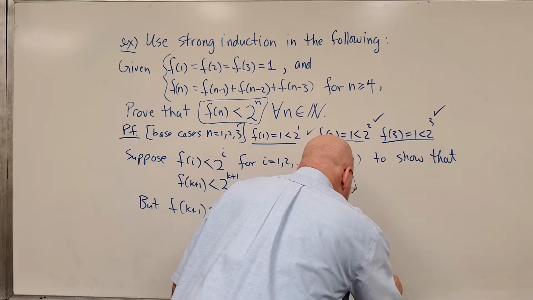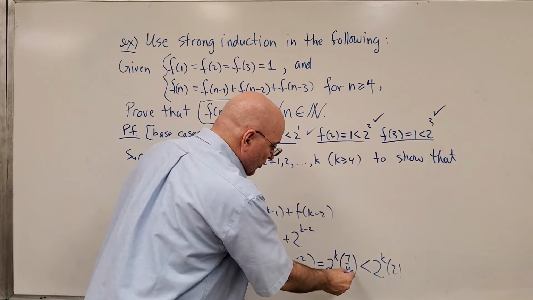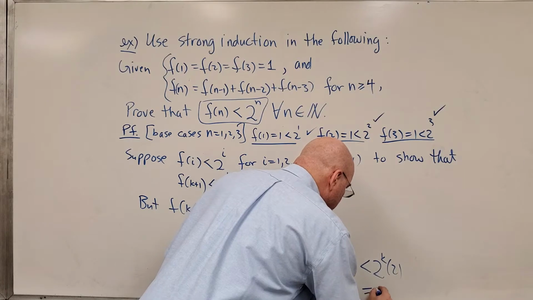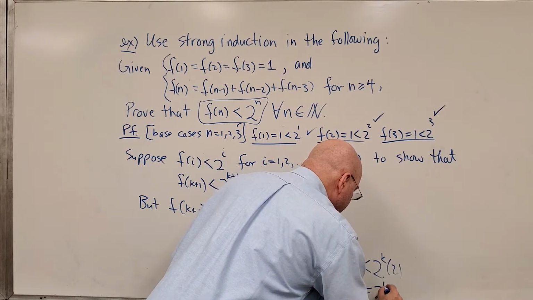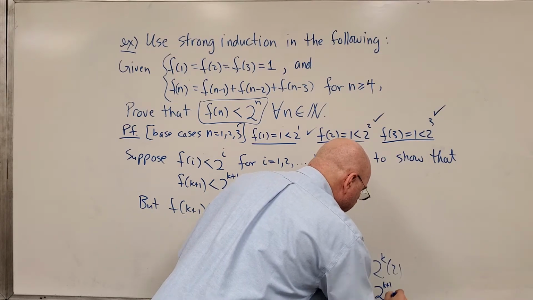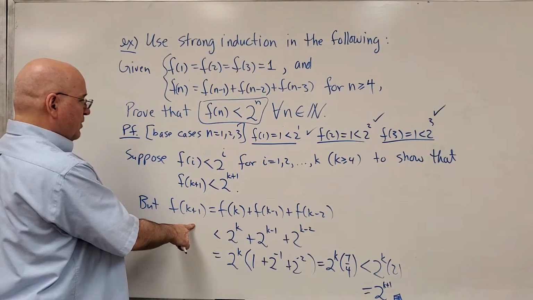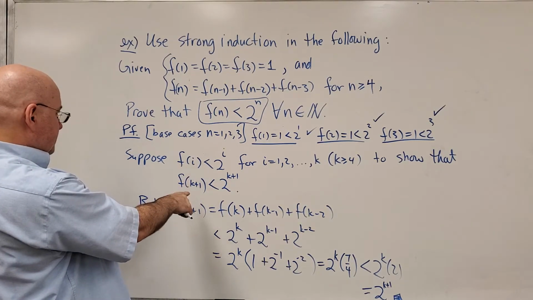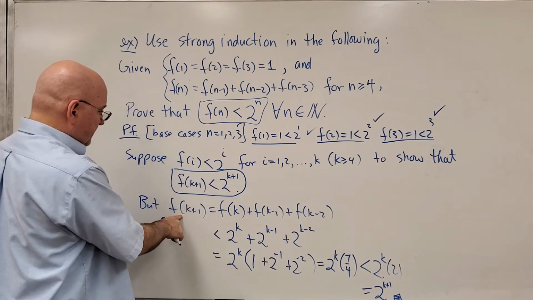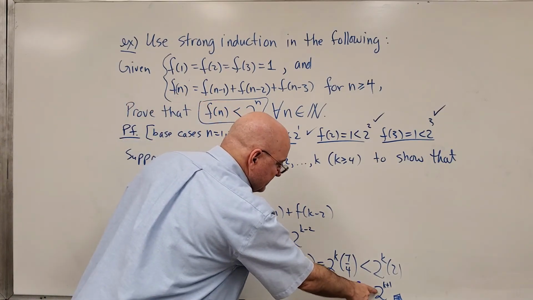Which is less than 2 to the k times 2, right? Because 7/4 is 1 3/4. And this is equal to 2 to the k plus 1. And that's what we were wanting to show. We needed to prove that f of k plus 1 is less than 2 to the k plus 1, and we just did.